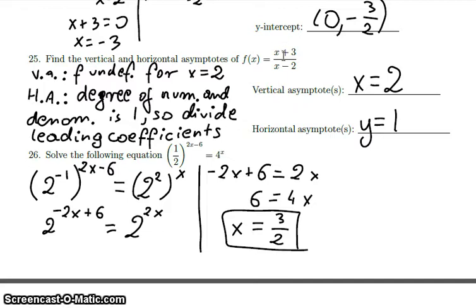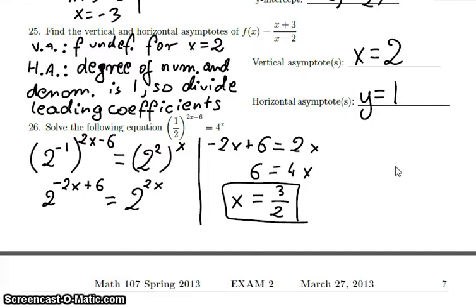Since the degrees are the same, you take the leading coefficients and you divide the leading coefficient of the numerator by the leading coefficient of the denominator. The leading coefficient here is 1, over here is 1, 1 divided by 1 is 1, and you get y is equal to 1 as your horizontal asymptote.